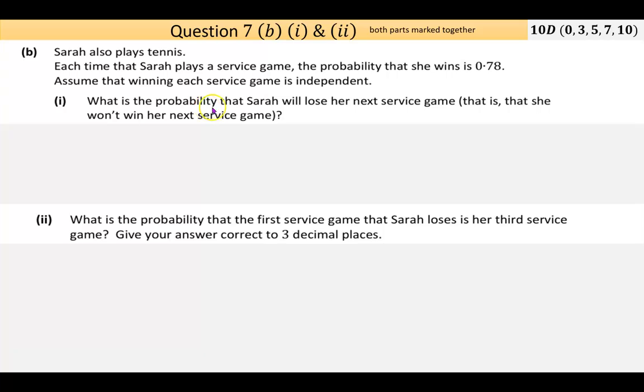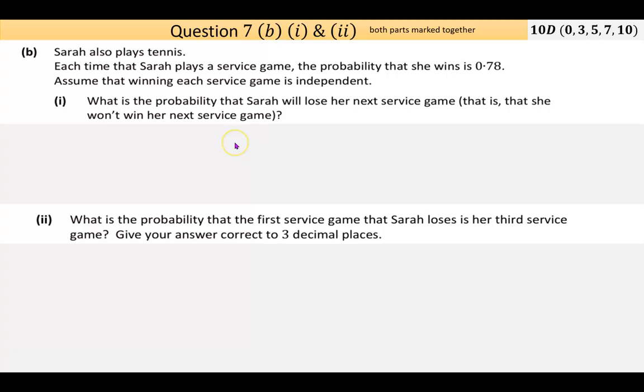Now, what is the probability that Sarah will lose her next service game? That is, that she won't win her next service game. I don't know why they need to clarify that. There's a lot of words here. Make sure you read the question multiple times. That could maybe even have been more important for part A.